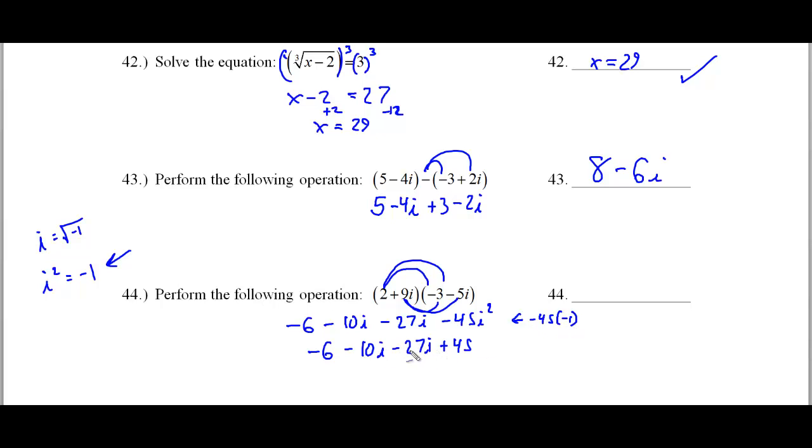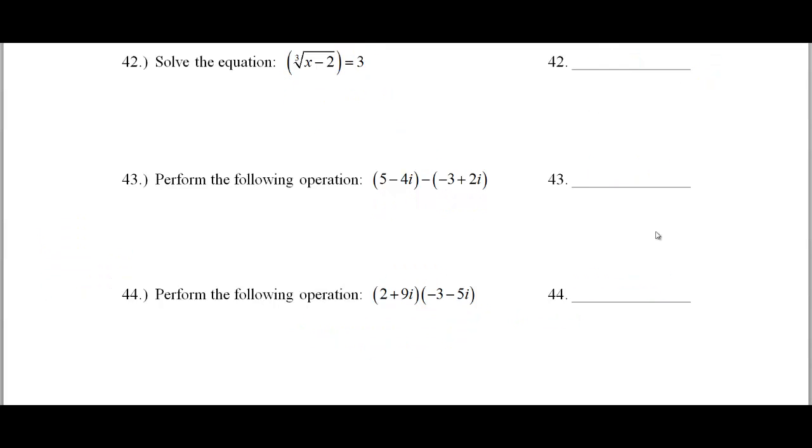Now what we're going to do is some simplification. The negative 6 and the 45, that makes 39, because you subtract the 6 from the 45. And this is going to make a negative 37i. And that's as far as we can go after you do the FOIL problem for problem number 44.